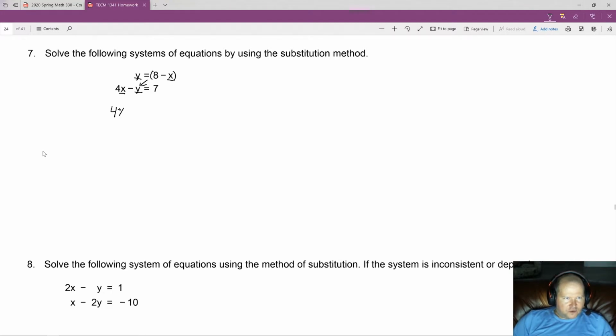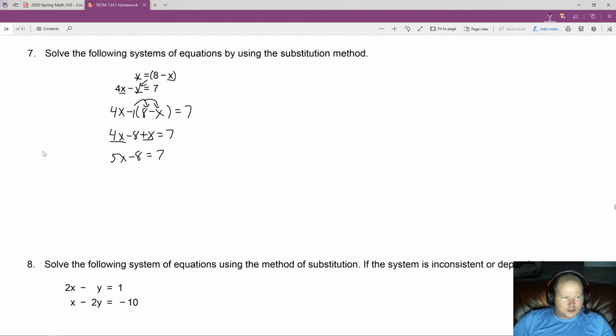The second equation is 4x minus y, y being 8 minus x, equals 7. 4x minus 8, and then we can kind of think of this as a distribution of the negative. -1 times positive 8 is -8, or subtraction of 8. -1 times negative x is plus x. 4x plus x is 5x. 5x minus 8 is 7.